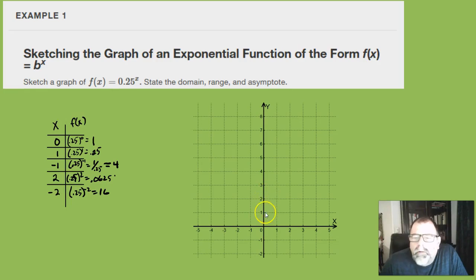Okay, so 0 gives 1, 1 gives 0.25 or 1/4, right? So it's going to 0 real quick. And then -1 is 4, -2 is off the chart here. And then we do that exponential decay curve.